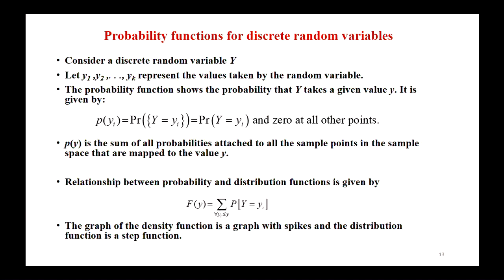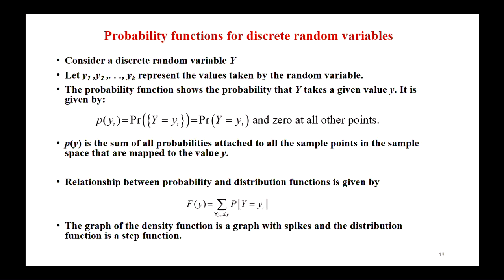Okay, so let us now focus on the case where we have a discrete random variable y. We'll let y1 up to yk represent the values that this random variable can take. It can take k values. The probability function, all it does is it assigns a probability to each of those values. You might see it written, so we'll call the function lowercase p. p(yi) is very simply the probability that the random variable takes the value yi.